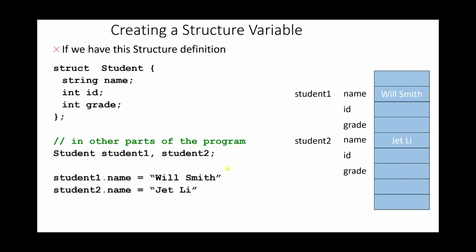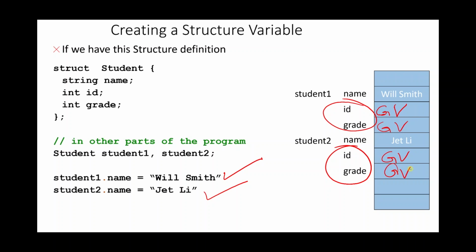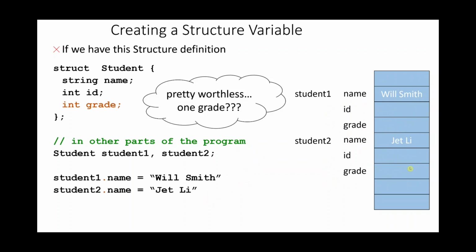So I initialized just the name in student1 and just the name in student2. However, those are not actually empty. There is some garbage value in here, garbage value in here, garbage value, garbage value. So there is something, it's garbage value.